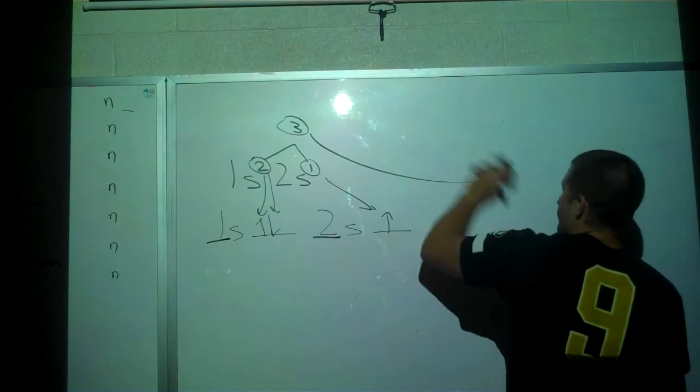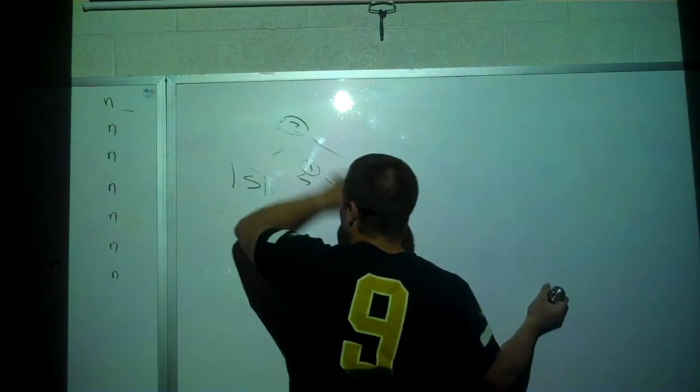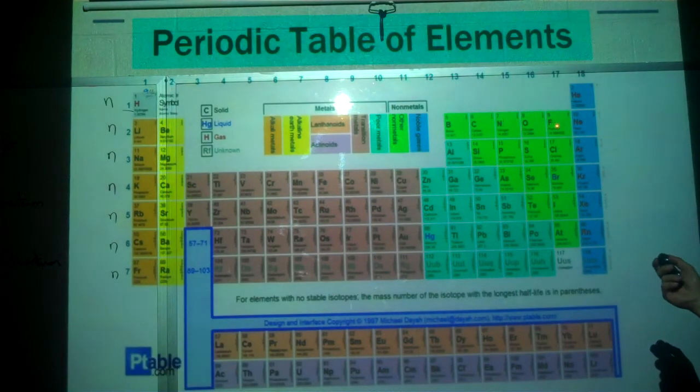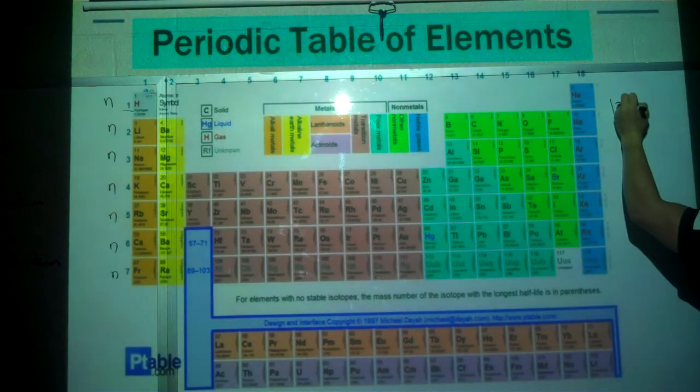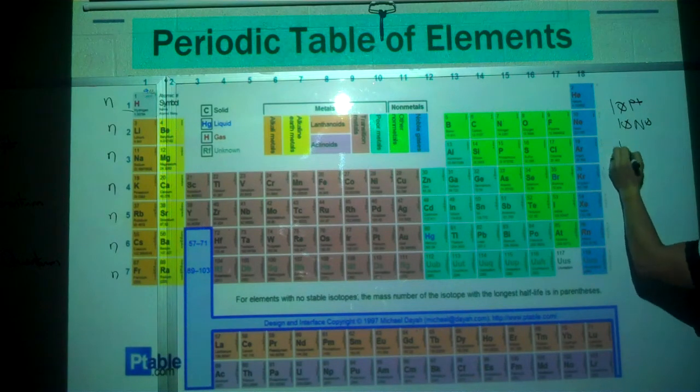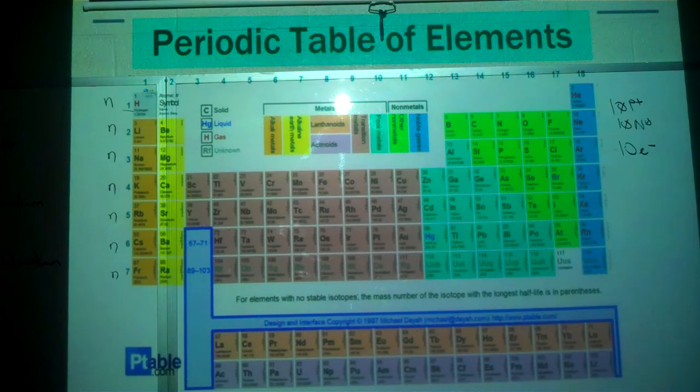Now, let's do another one, and hopefully it'll start to sink in and make a little bit more sense. Let's do neon. It's a noble gas. So we're going to do neon. Neon has 10 protons, 10 neutrons, 10 electrons.